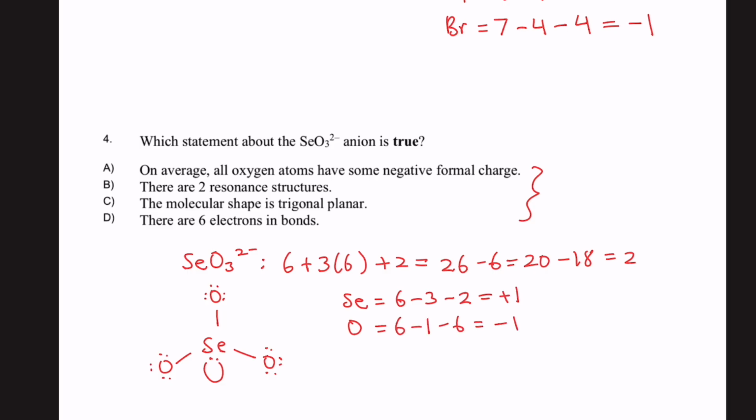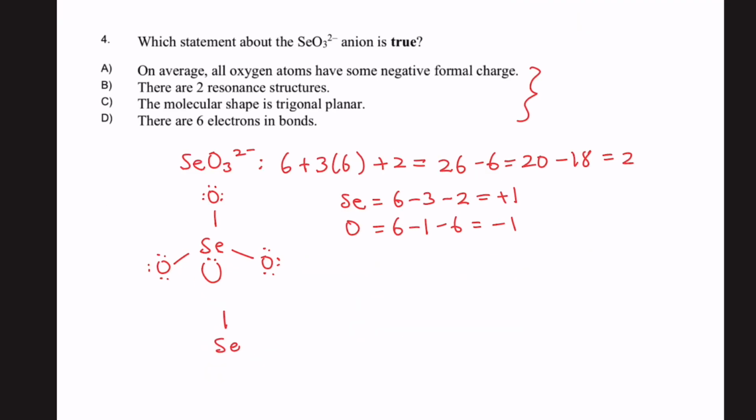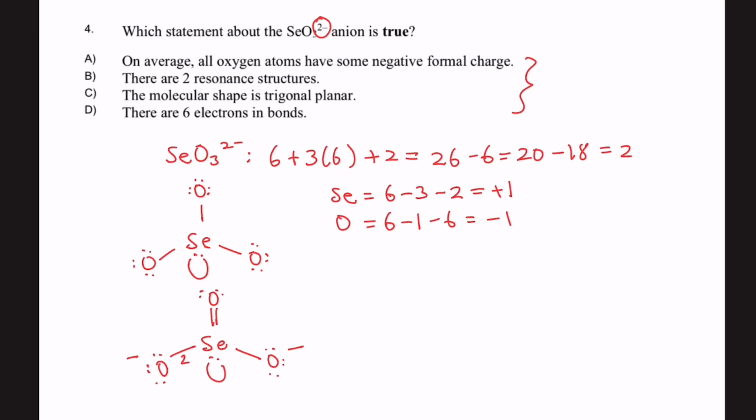So I can actually form a double bond with one of the oxygens to eliminate the formal charges. And then these 2 oxygens still have a formal charge of -1. So that makes sense because our overall charge is 2-, and I have 2 negative charges. So now we have our Lewis structure. Let's go through the options.